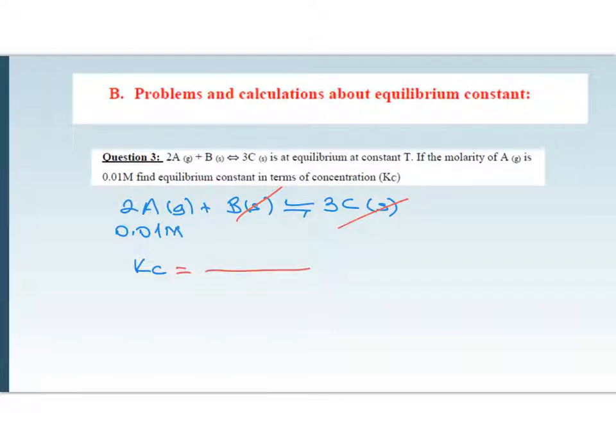So if there is nothing to be written on the right hand side, you're going to put 1 over A's molarity squared, which will be 1 over 0.01 to the power of 2. This will give you 10 to the power of 4. If the unit is asked, it's going to be 1 over molar squared.